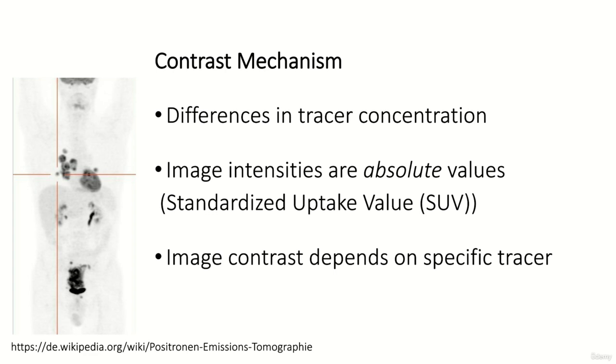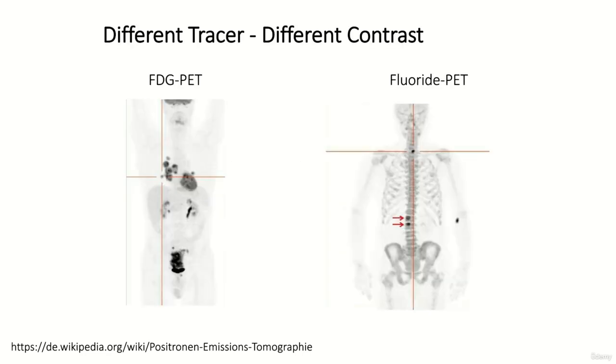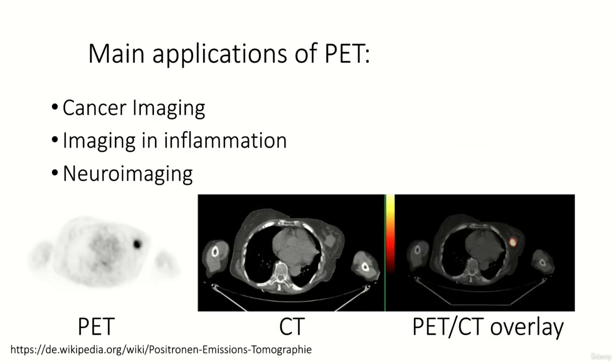Please note that the actual contrast in PET scans depends on the specific tracer that is injected. Here you can see how two different tracers result in completely different image contrast. While a fluorodesoxyglucose tracer visualizes soft tissue, a fluoride tracer is used to visualize bones. PET imaging can be used for a wide range of applications, including cancer imaging or imaging in inflammation.